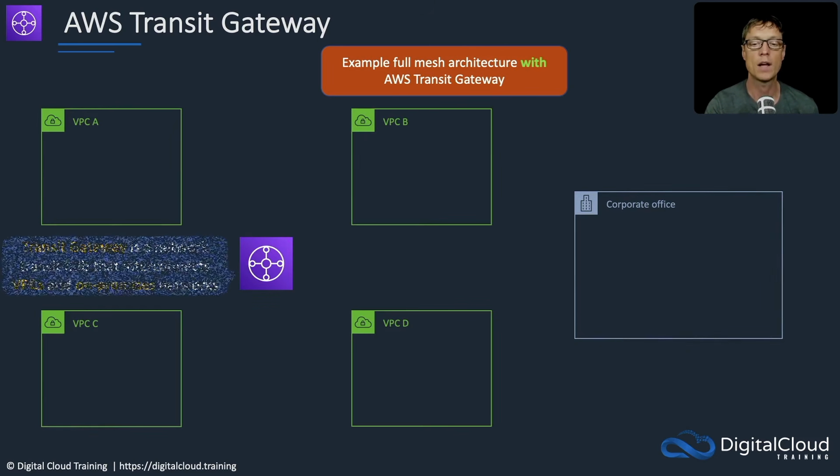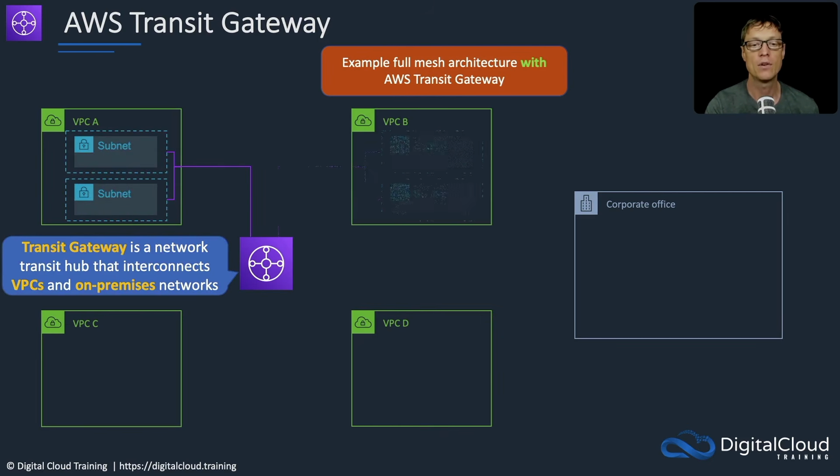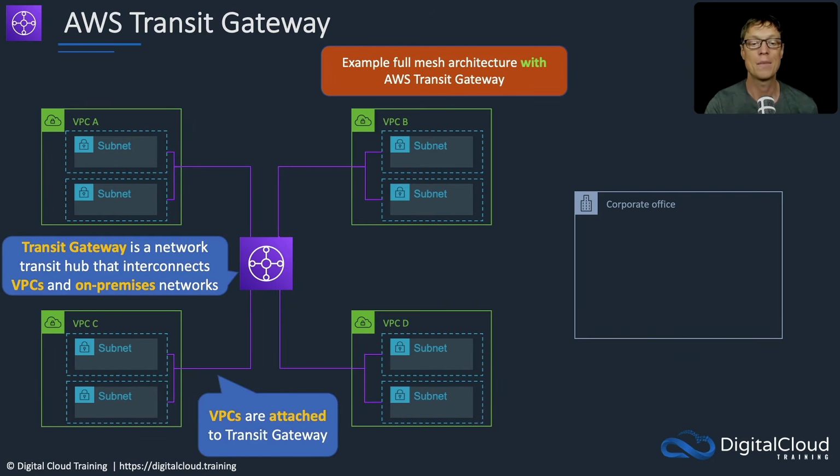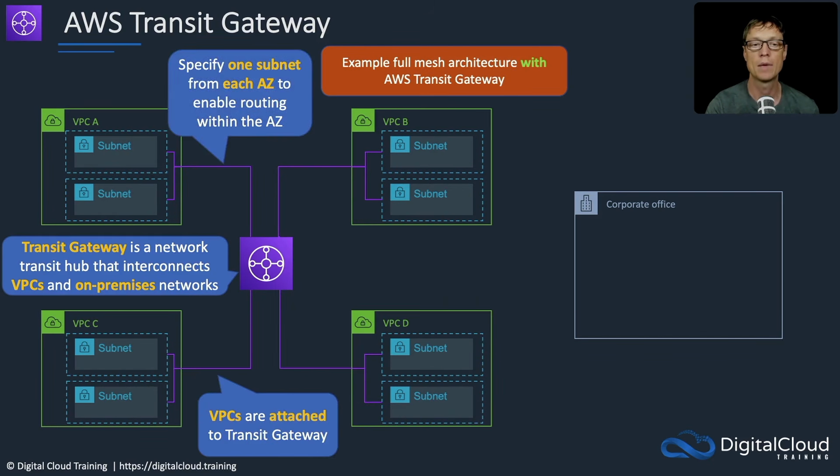We stick Transit Gateway in the middle, and it becomes the network transit hub that interconnects the VPCs and on-premises networks. So now we have connections into each of these VPCs. The VPCs become attached to the Transit Gateway, and you specify one subnet from each availability zone, and that enables routing within that availability zone for any other subnets.